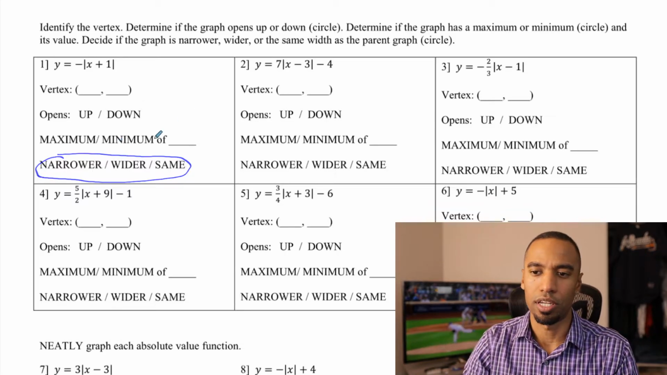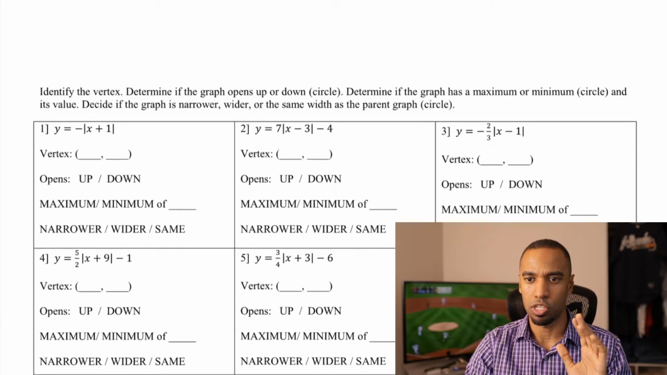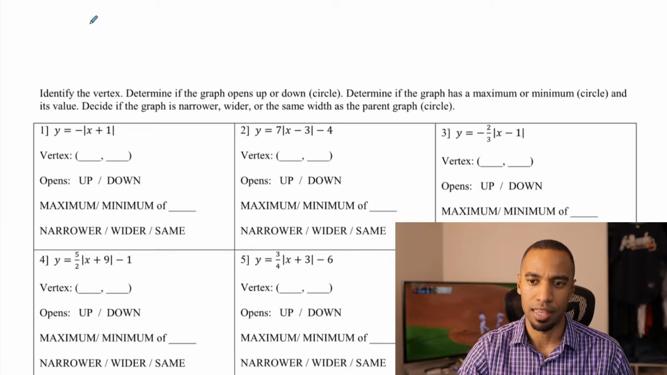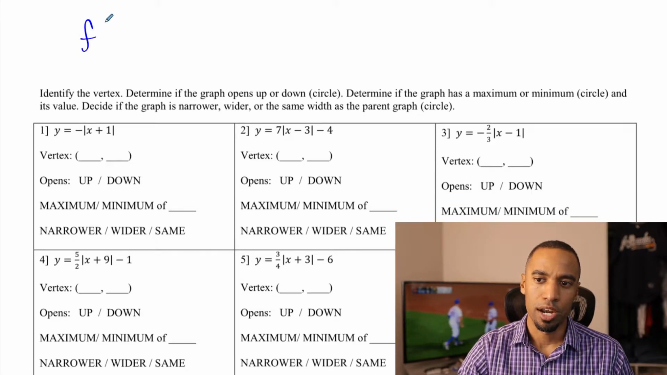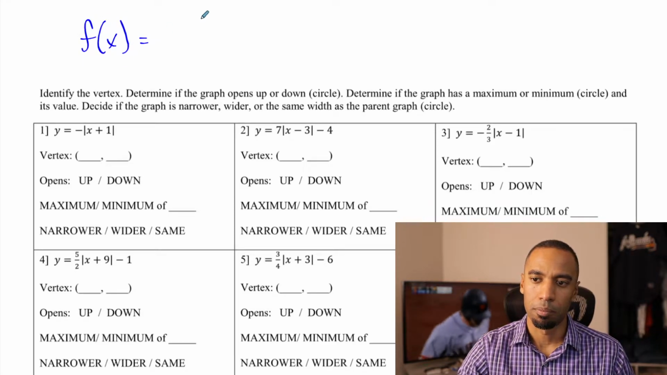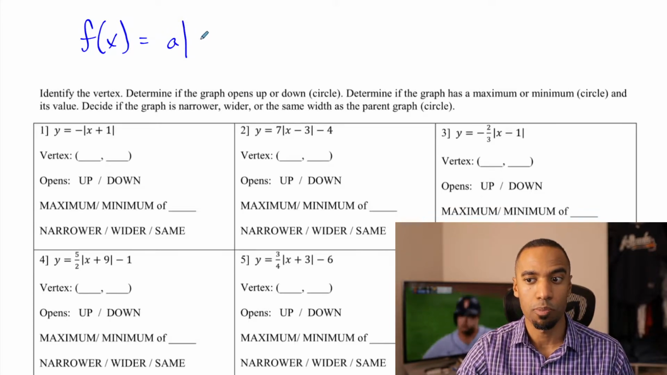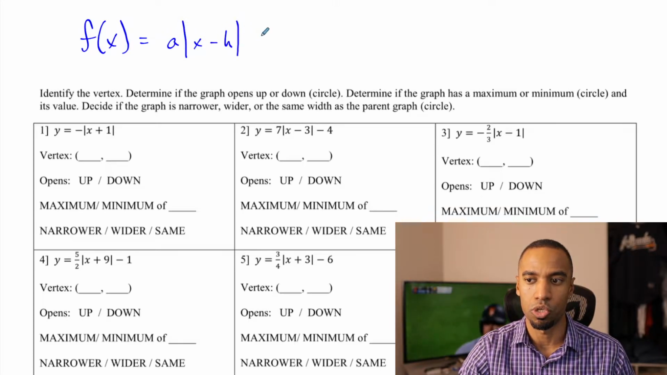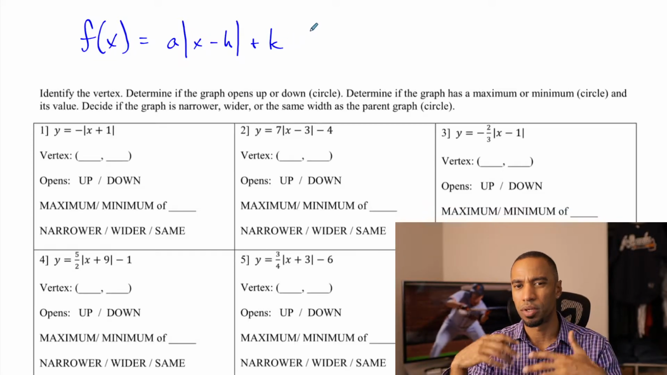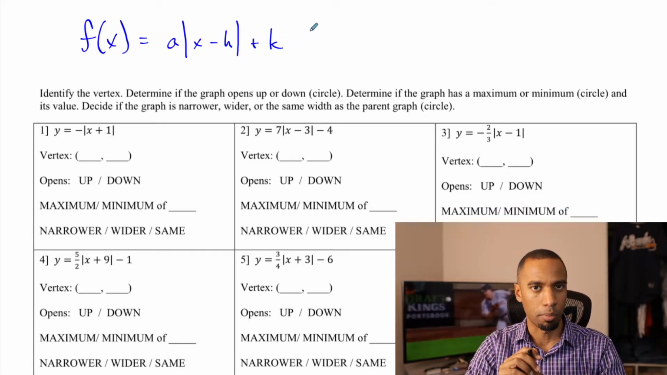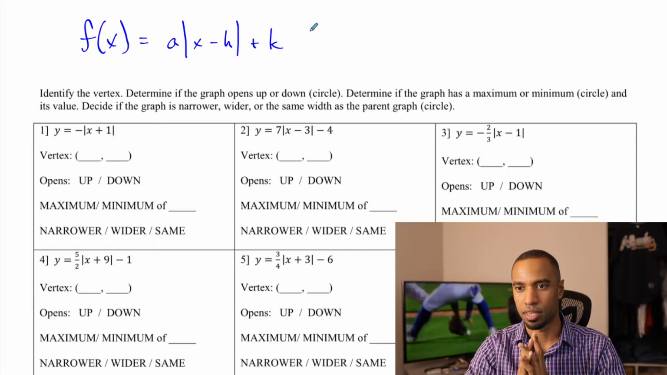All right, so with this one here, for you to understand how all these things work, I wanted to leave some room at top and say that, hey, our general vertex form appears like this. If you haven't watched my other video on graphing absolute value functions, I do ask that you do. This is just another set of practice problems where we're doing a little bit more. We're analyzing them and doing things like that.